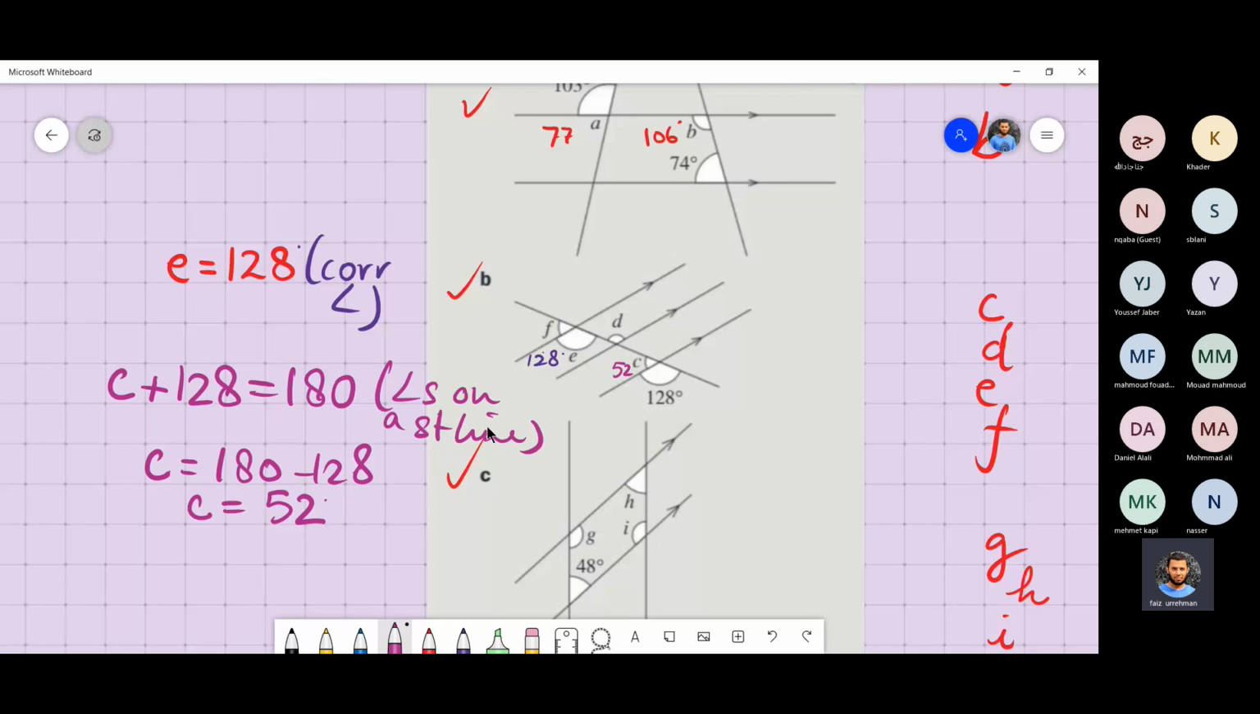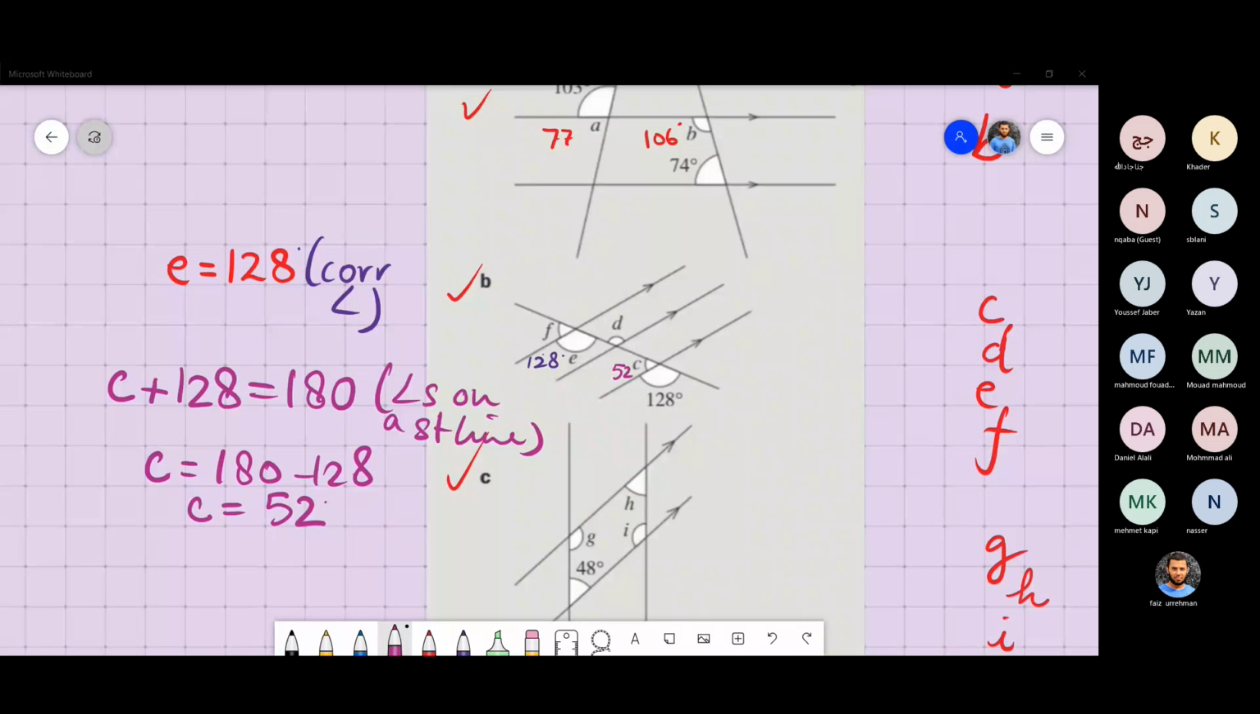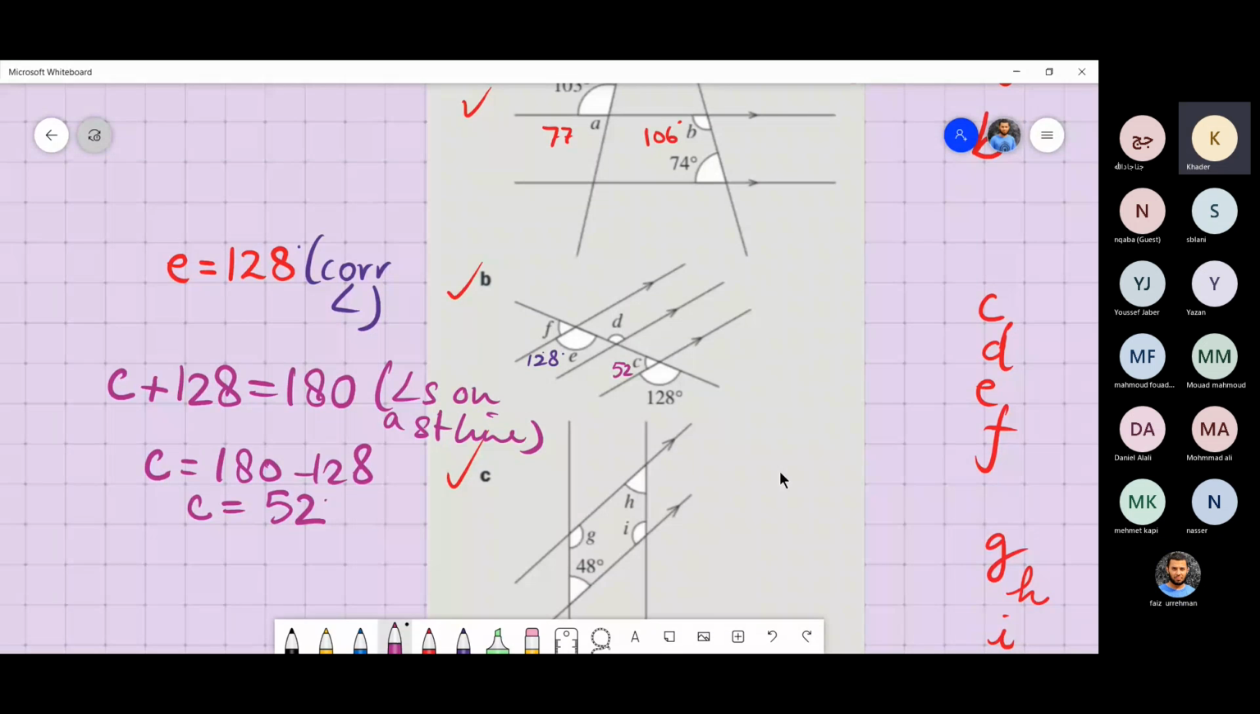C is 52, angles on a straight line. Now, how can we find F and D? We can find D by vertically opposite. So for the vertically opposite of D, you should know this angle. Do you know this angle? No. Then how are you using vertically opposite of D?